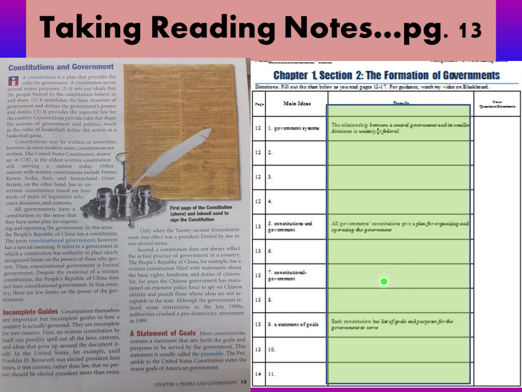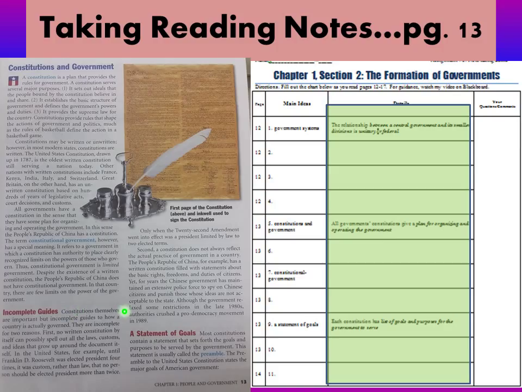Okay, moving on. In number 8, you should say incomplete guides. Incomplete guides is not like a vocabulary term, so we're going to read through this, and then we're going to go back and see what it is we want to put over here. What is one thing that stands out? What is the incomplete guide? That's what we're looking for.